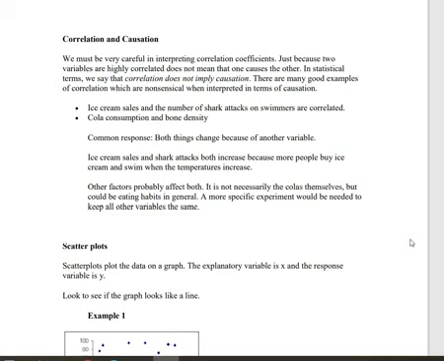It's not necessarily the colas themselves, but it could be eating habits in general. A more specific experiment would be needed to keep all the other variables the same to show that bone density is affected by drinking soda.